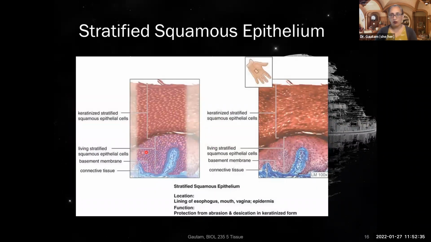So now we take a look at stratified epithelium. We're starting off with stratified squamous epithelium. Stratified squamous is squamous cells that have multiple layers. So where would you need to have multiple layers of cells? Clearly in areas where you have a lot of movement, so there's a lot of abrasion, and you need to protect the underlying tissue. So you can have this thick layer of stratified cells that can get sloughed off, but it's not going to hurt the underlying tissue. So the function for stratified squamous is protection from abrasion and desiccation, right?